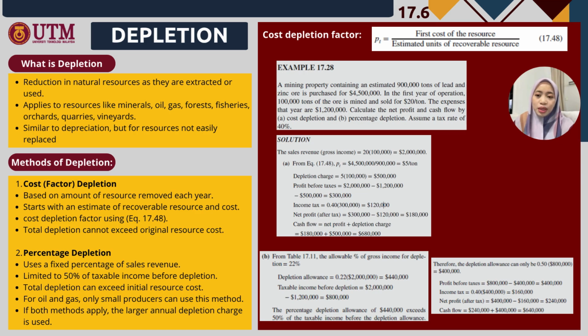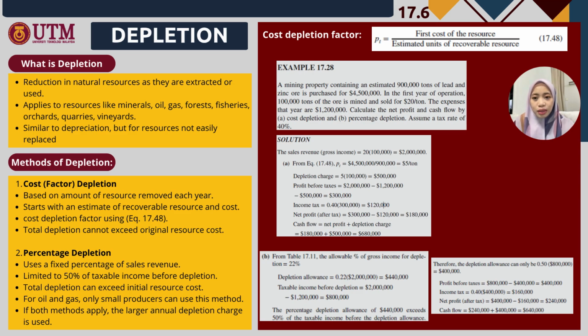Depletion refers to the reduction of natural resources as they are extracted or used. Unlike depreciation, which applies to replaceable assets, depletion applies to resources that are not easily replaced, such as minerals, oil, gas, forests, fisheries, and quarries. There are two main methods of calculating depletion.